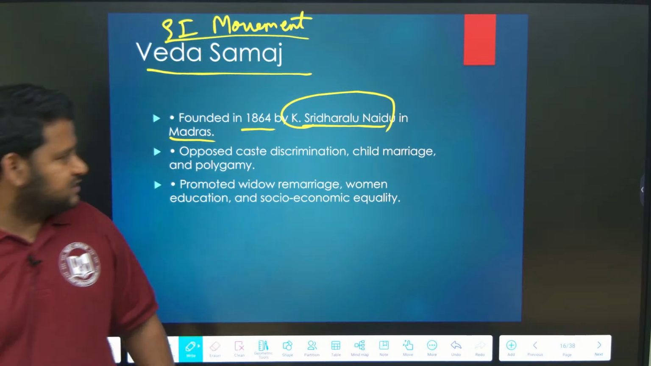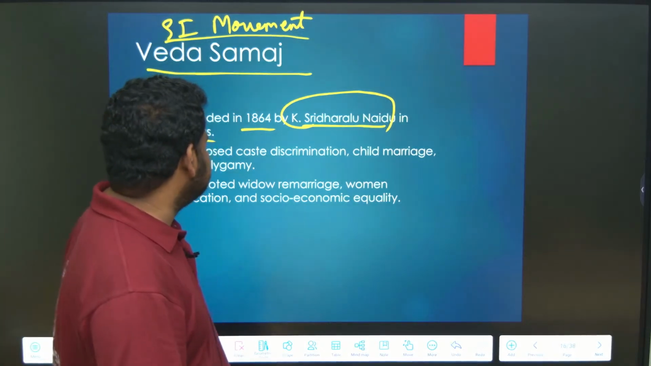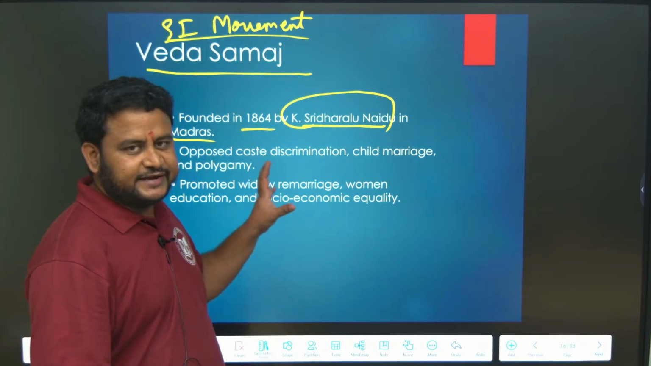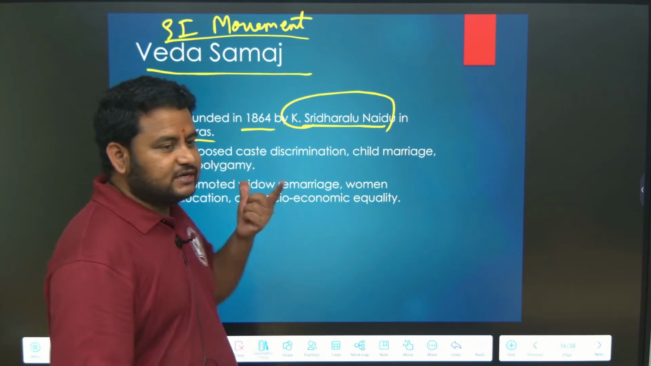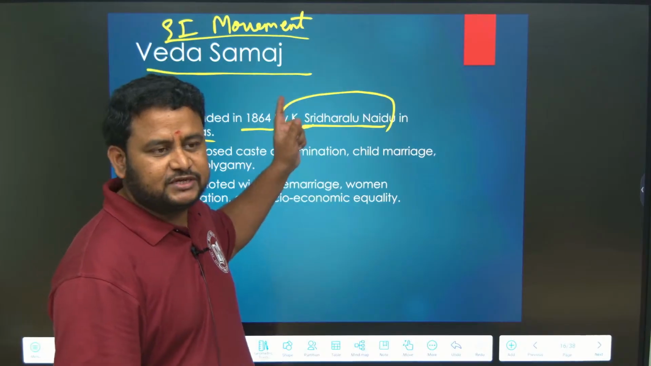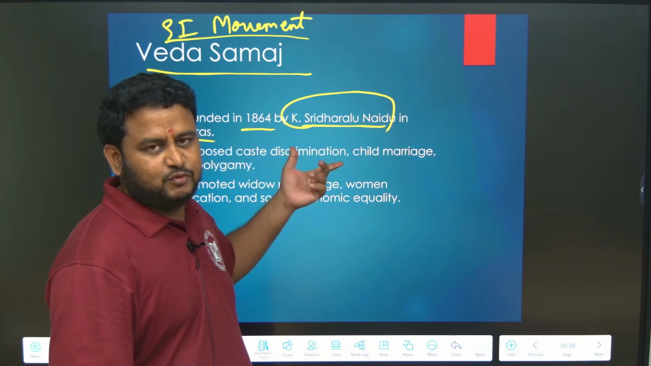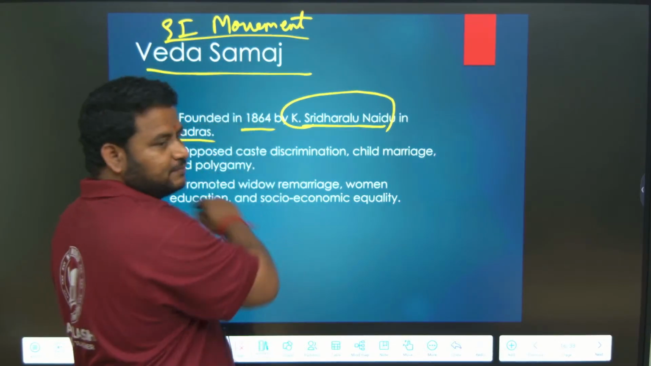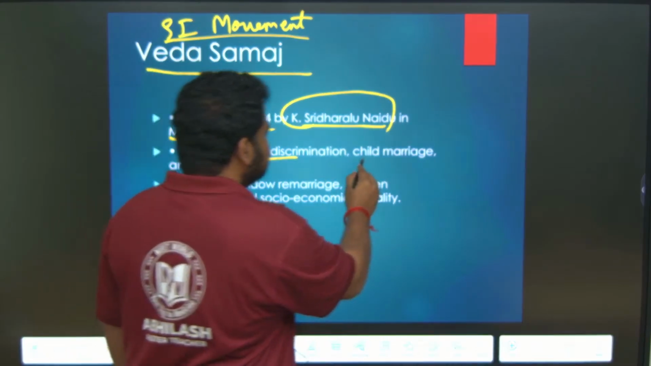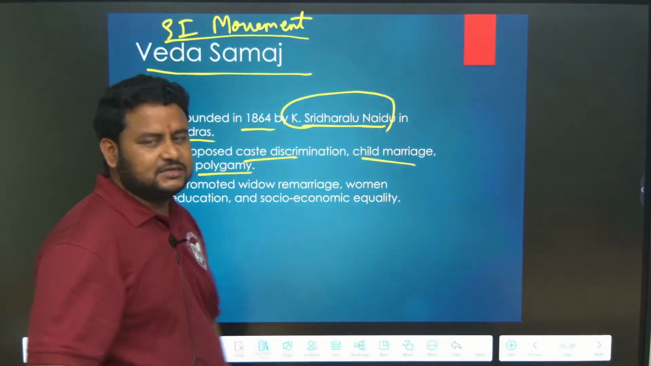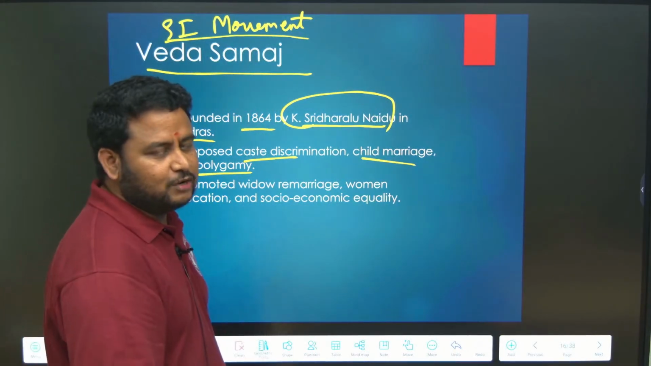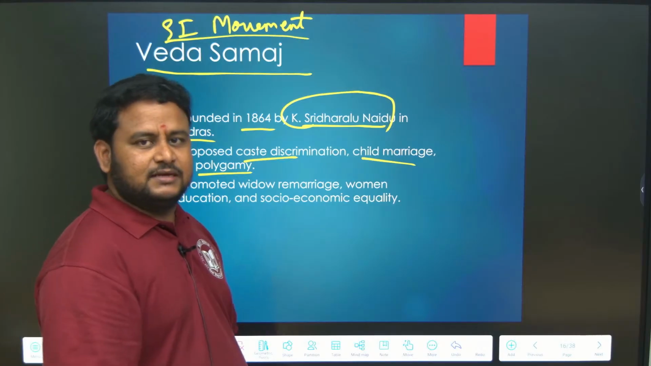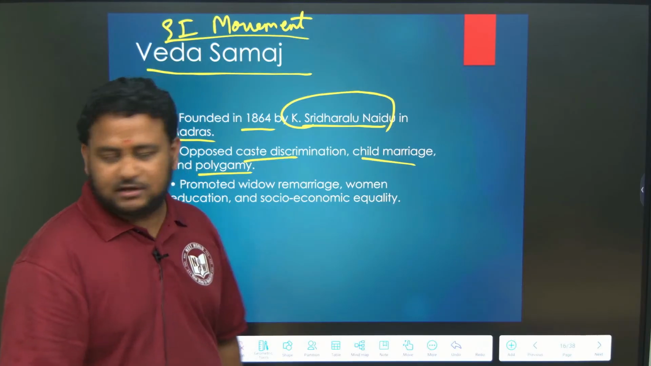Fine. So I was discussing Veda Samaj. It was founded by Sridharlal Naidu in 1864, in Madras. I am talking about the South Indian socio-religious reform movements that took place in South India. Veda Samaj opposed what? Caste discrimination, child marriage, and also polygamy. Polygamy means having more than one spouse, be it a wife or a husband. That is the meaning of polygamy.